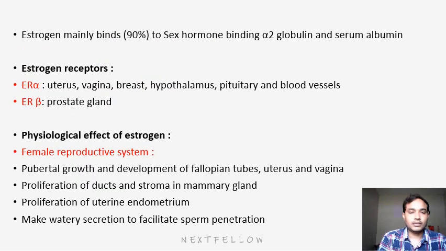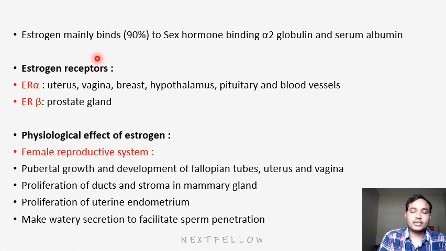Next, estrogen mainly, about 90%, binds to binding proteins: sex hormone binding globulin and serum albumin. So 90% binds to these binding globulins, which means only the remaining 10% will be free. It will be available in the body to show its therapeutic effect.